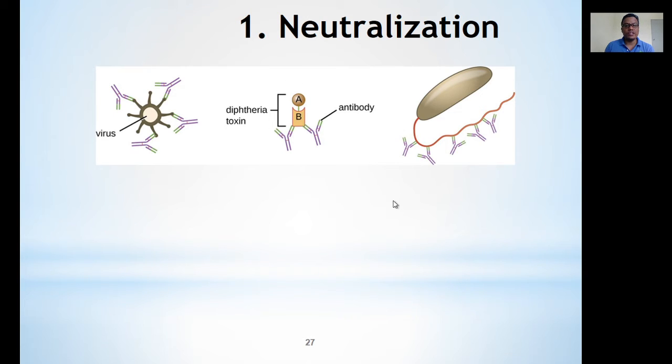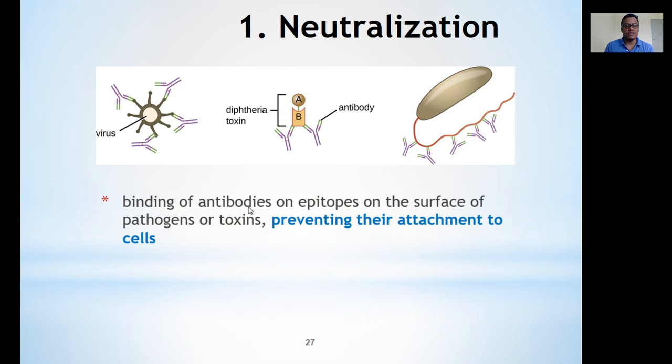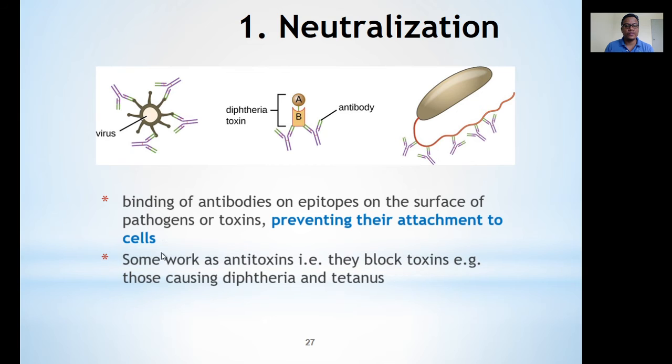They perform that, first, by neutralization. Neutralization is the binding of antibodies on epitopes on the surface of pathogens or toxins, preventing their attachment to cells. Some work as antitoxins where they block toxins, for example those causing diphtheria. For example, here the antibody is blocking the diphtheria toxins released by Bordetella pertussis bacteria, and also tetanus.